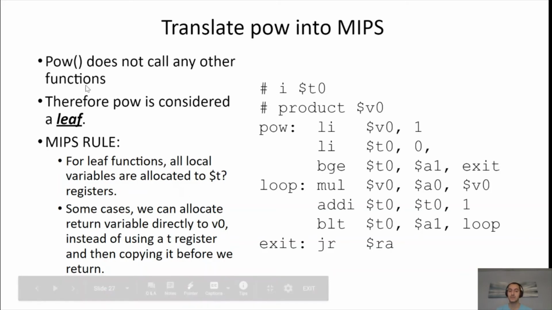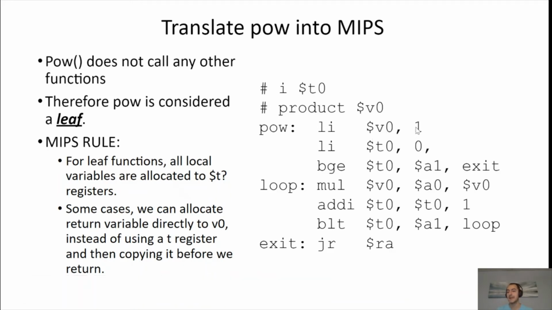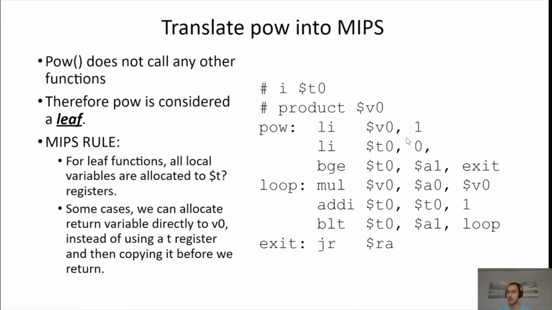Also, what you can do in a leaf function is use v0, since you don't need it for the return address. You can use that directly from the beginning, as you see here, put your answer in it and keep building it. So they had something like that here. You have a product defined, you use this product, and then you return the same variable.